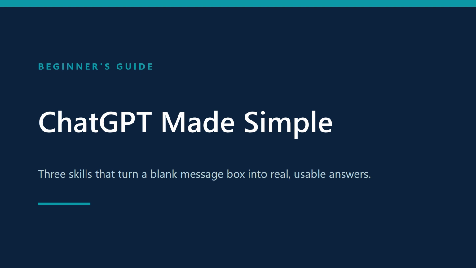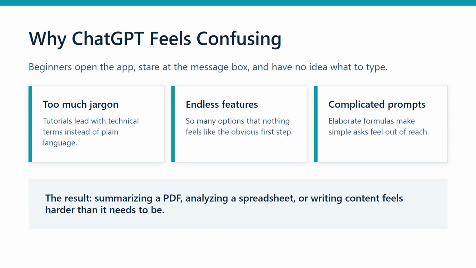ChatGPT feels confusing when every tutorial throws technical terms, endless features, and complicated prompts at you. Many beginners open the app, stare at the message box, and have no idea what to type. This confusion makes simple tasks, like summarizing a PDF, analyzing a spreadsheet, or writing content feel harder than they need to be.